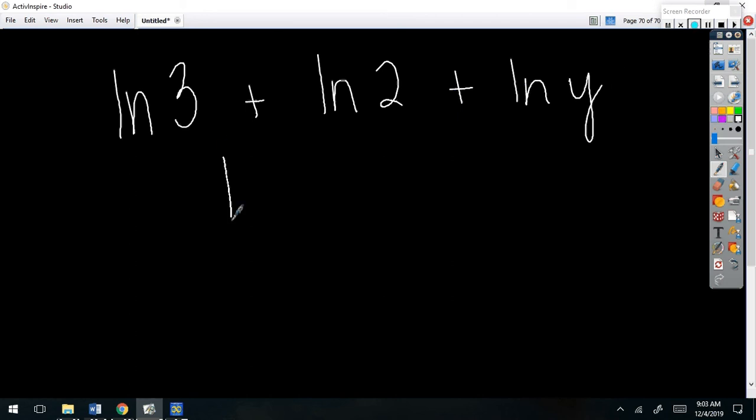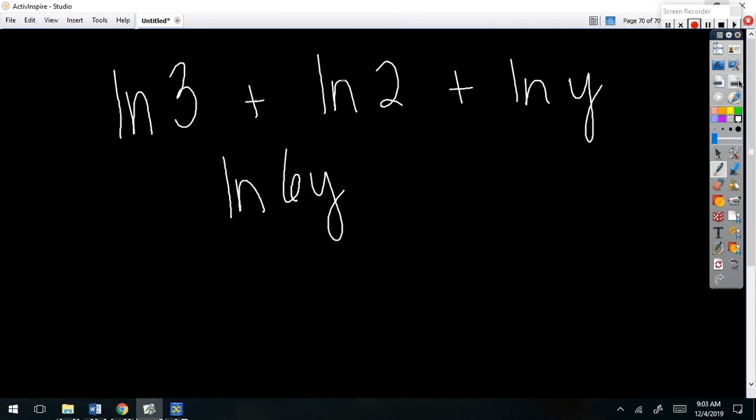Natural log. That's exactly right. Natural log 6y. A little bit harder. It doesn't really get hard until you start combining the properties. And then it really does get hard.